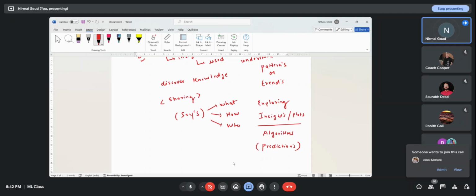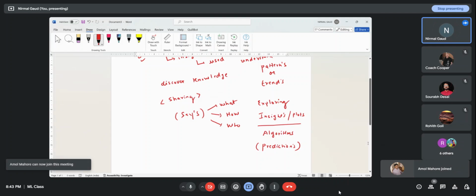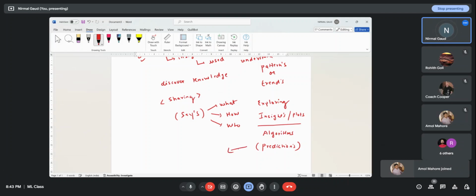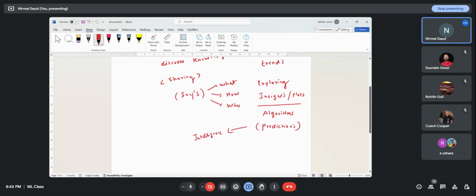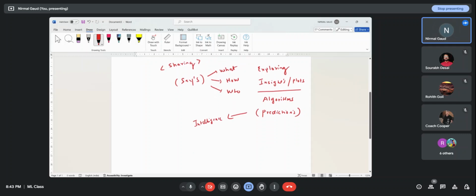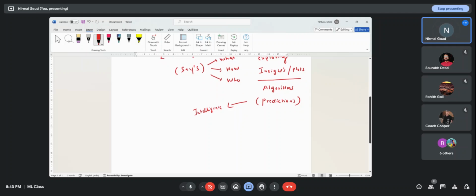So this end represents intelligence. If I do talk about predictions, this is what intelligence is. Why am I calling this thing intelligence? See, as I told, data is raw facts and figures. Processing data gives information.